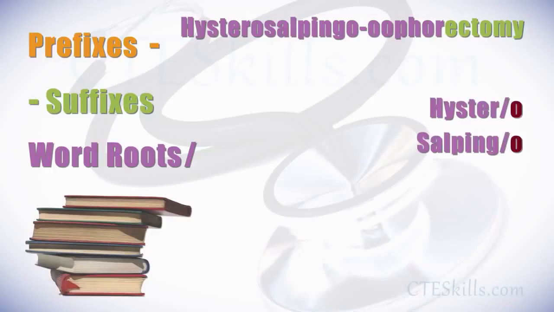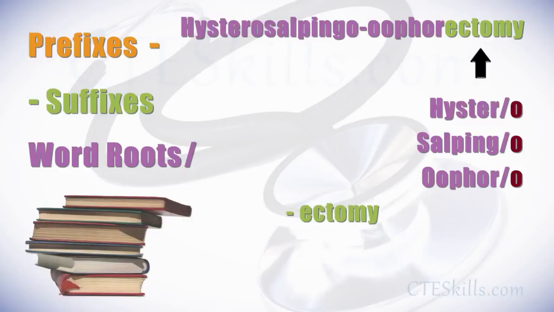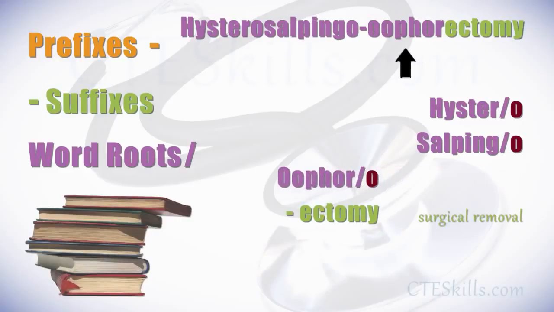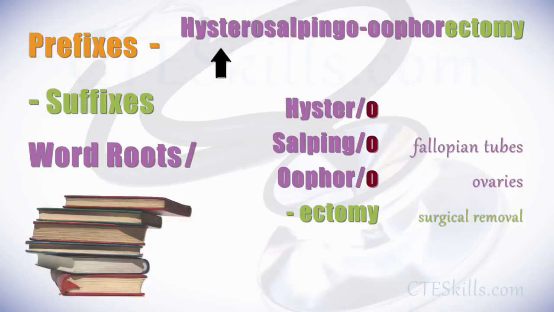What does hysterosalpingo-oophorectomy mean? Let's follow the formula provided earlier. First, let's break down the term into elements. These are prefixes, suffixes, and word roots. Here's the breakdown, beginning from the right and moving to the left. Ectomy, which means surgical removal. Oophoro is a root word for ovaries. Salpingo is a root word for fallopian tubes. And then the last element is hystero, a root word for uterus.